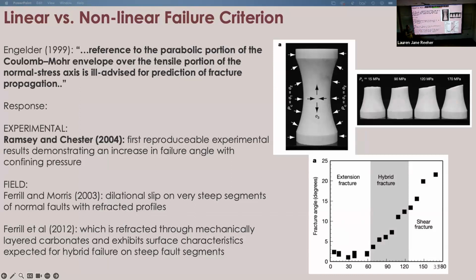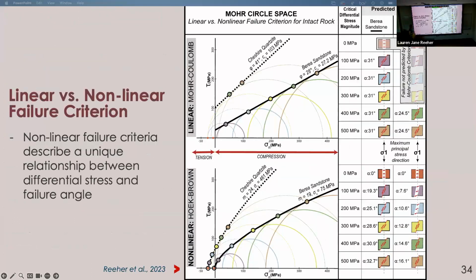And this has been shown in experimental testing, where as you increase the confining pressure, you see an increase and a change in the failure angle. You see an increase in the failure angle with the magnitude of confining pressure. But this is something that hasn't really been shown in a natural environment, at least in any sort of systematic way. And it has significant implications for trying to relate failure angle to differential stress magnitudes.